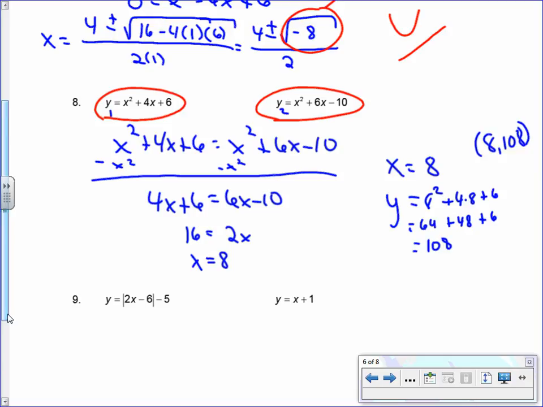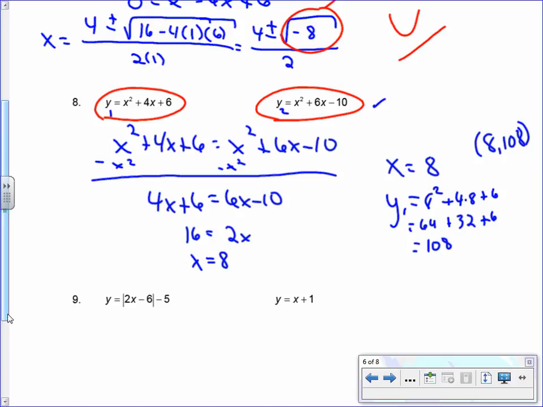You should get the same answer if you plug it into y2. If you plug it into y2, you'll get 64 plus whatever 6 times 8 is. Oh, 4 times 8 is not 48, 4 times 8 is 32. Whoops, plus 6. Okay, sorry. If you plug it into the second one right here, you'll get 64 plus 48 minus 10, and it'll give you exactly the same answer.